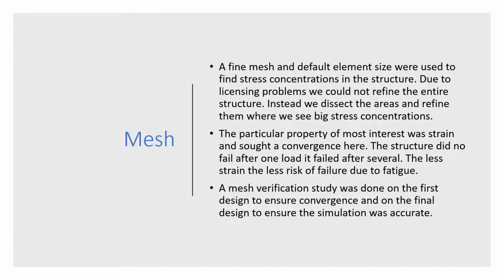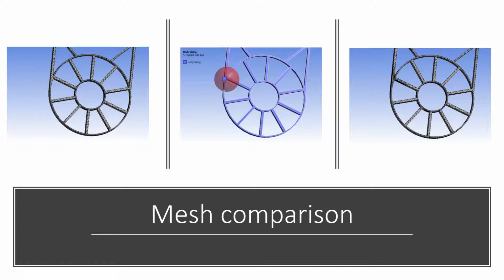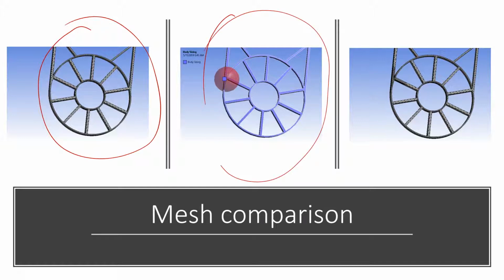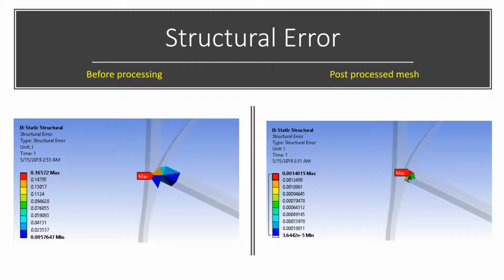So a mesh verification study was done using strain, and we ensured convergence on the first design and on the final design. So here we have a mesh comparison. On the very first design, which is this one, we have a default mesh, and on the second one we used a sphere of influence here. That was a big concentration of stress, and after this you can see how it refines the mesh, particularly in that area. So this is a structural error, and it tells us, in the same sphere of influence here, the structural error is 0.1657. After the refinement, it drops all the way to 0.0014. So it's a significant improvement.